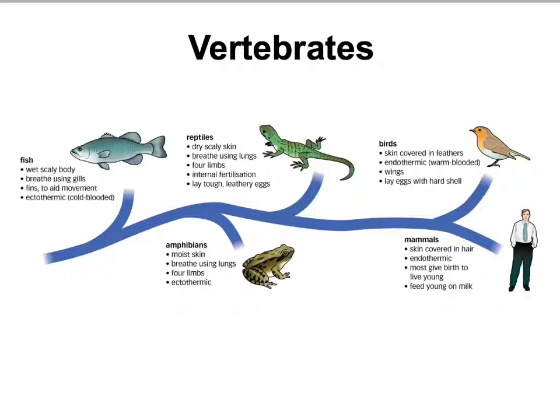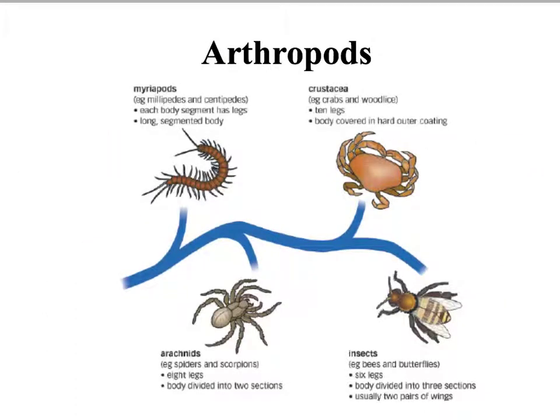The 5 categories within the vertebrates are fish, reptiles, birds, amphibians, and mammals. This categorization is based on common features that these animals have. In a similar way, other organisms are also divided up based on similar features. Within the invertebrates are a category of organisms known as arthropods. The diagram shows how they are further divided.